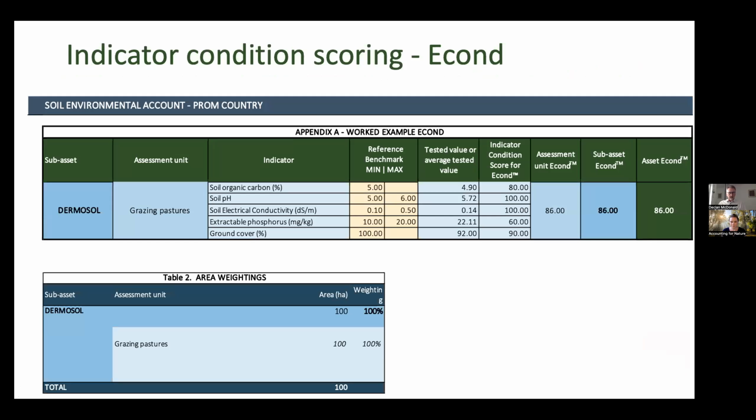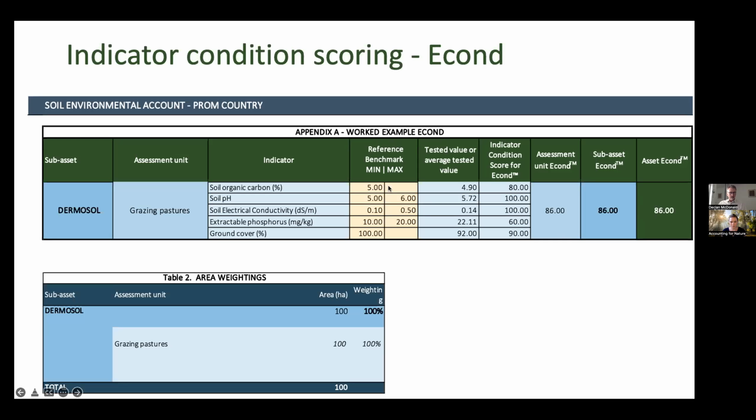So this is the kind of model of spreadsheet that Accounting for Nature developed with a whole bunch of formulae built in behind to easily translate the value that we're getting to a score when compared against the reference benchmark. So this example I'm showing you here is a worked example for an econd.